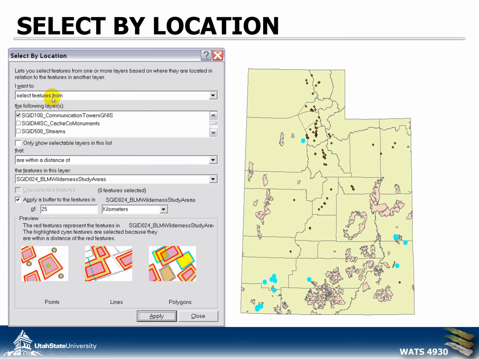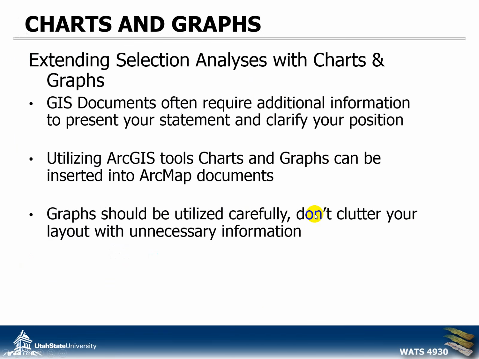Here's another example where we'll select features that are cell phone communication towers that are within a distance of BLM wilderness areas. I say anything that's within 25 kilometers, select. All the brown dots here are my cell phone communication towers, all these pink areas are BLM wilderness areas, and these highlighted pink areas are the result of running that particular spatial query.